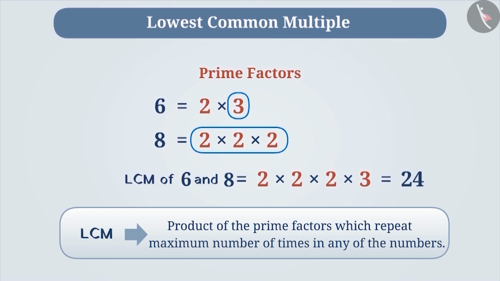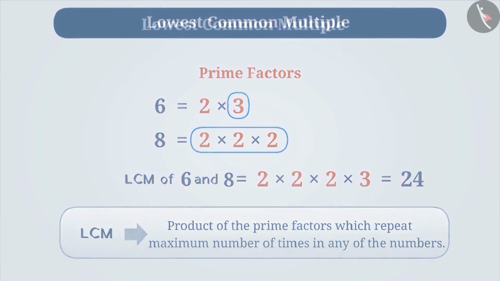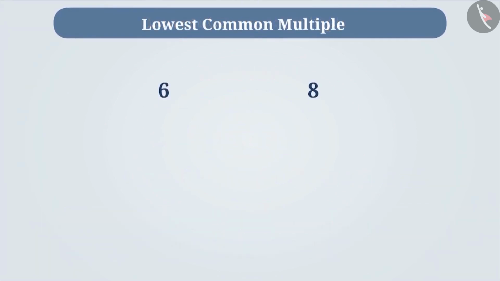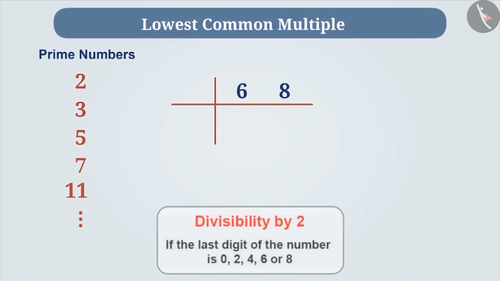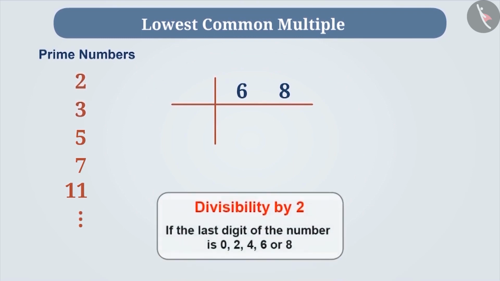There is another interesting method to find LCM. Let's understand this. Let's find the LCM of 6 and 8 by this method. First, we write 6 and 8 in a row with some space in between. Let's find the smallest prime number which will divide at least 1 among 6 and 8. In order to find such a number, we could take the help of divisibility rules.